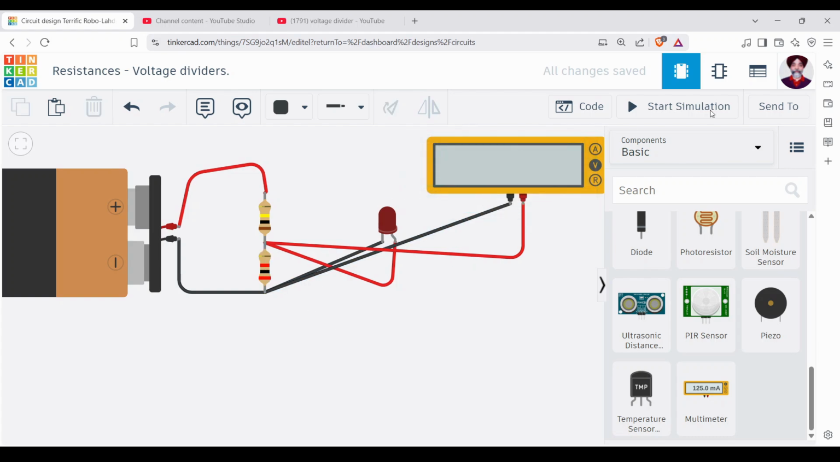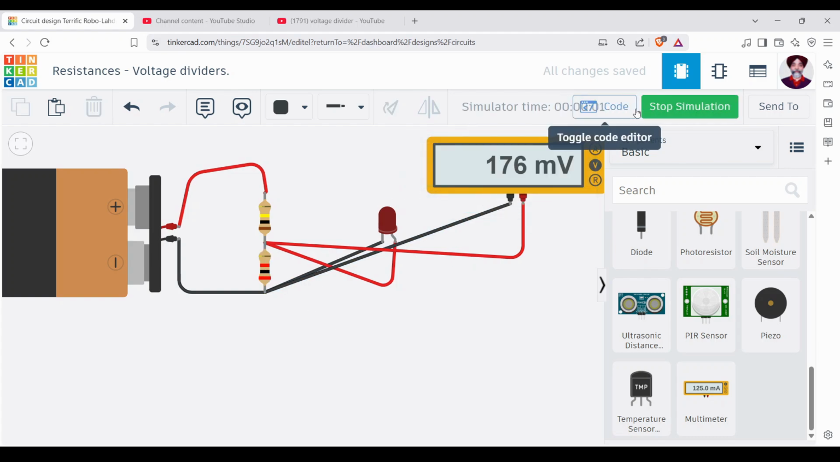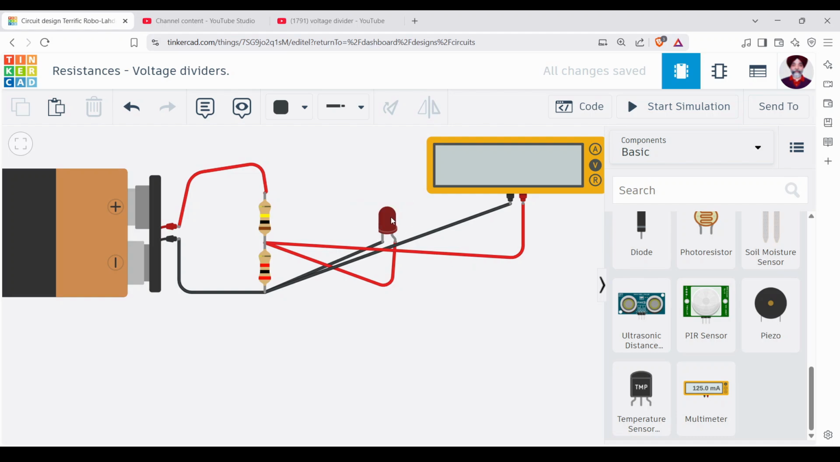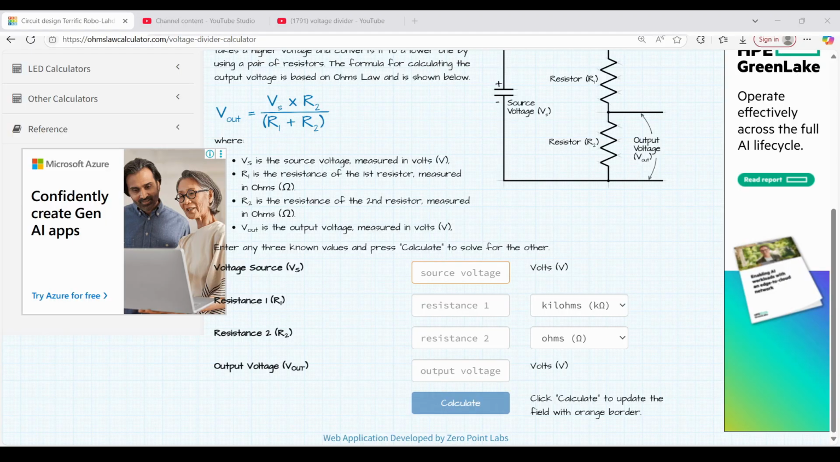Now if I start the simulation, I'm getting 176 millivolts here. I want 2 volts for this LED. How do I do the calculation? Let me show you where you can do the calculation. I'll be putting the link of this website in the description section, so you can check it out from there. Okay, this is the page. If you don't want to do the calculation yourself, there's a calculator supplied here.